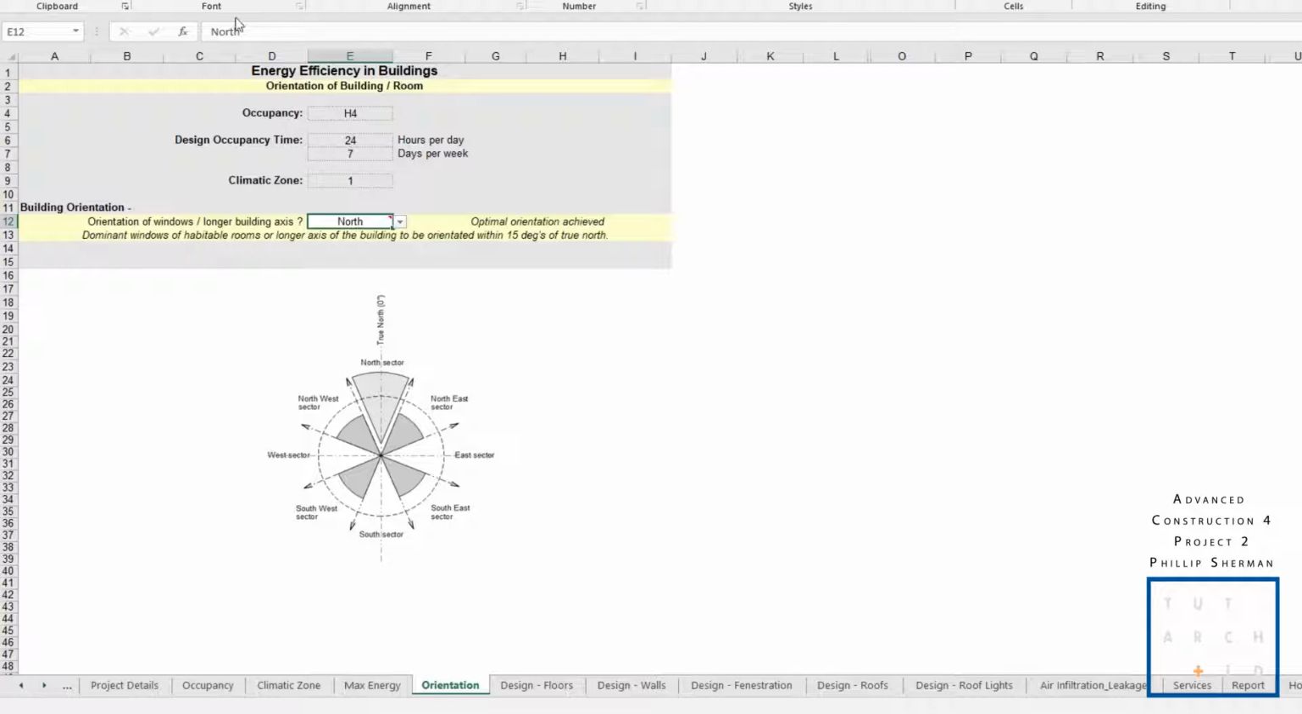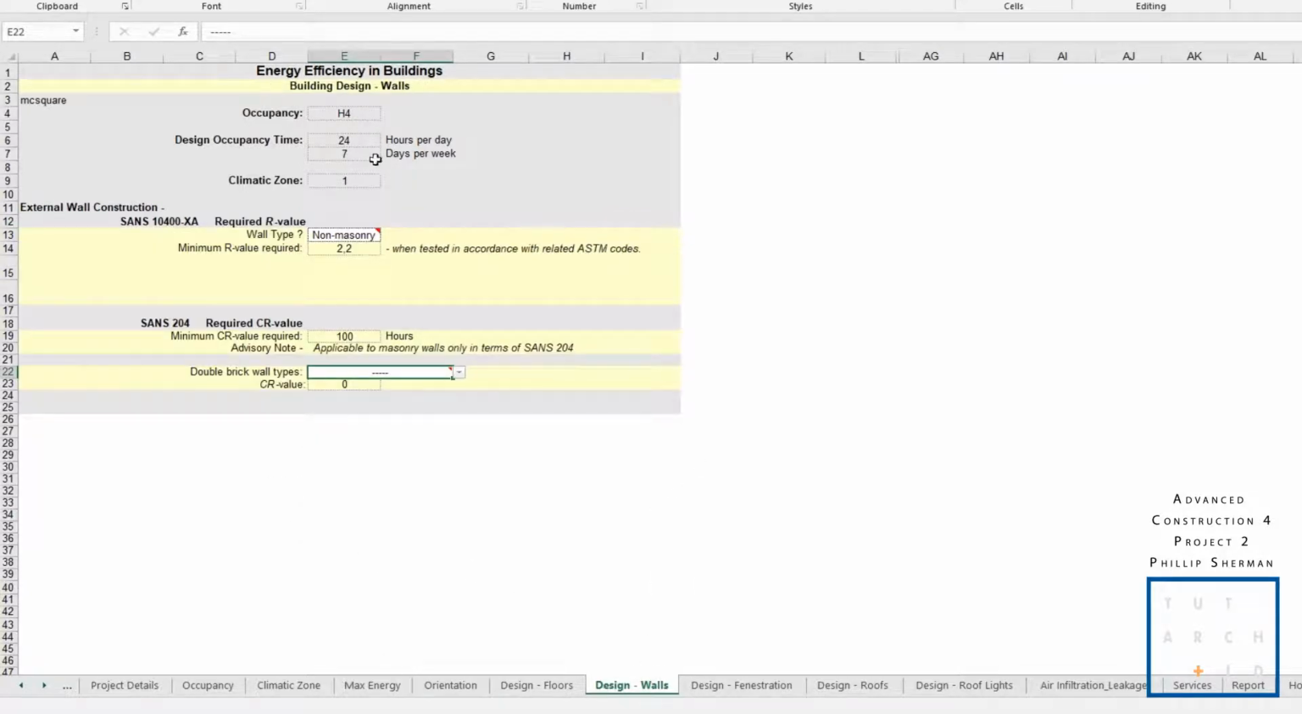Let's go to orientation. Now, I'm starting to get a summary of everything that's happening so far. So my occupancy is H4. That's how much design occupancy that I use. This you don't necessarily have to show in your work. This is just going to explain to you that every single different occupancy has different design occupancy times. I mean, climatic zone 1, I said for the argument of the project, we will make the orientation true north. Okay, we will go to the energy efficiency in buildings.